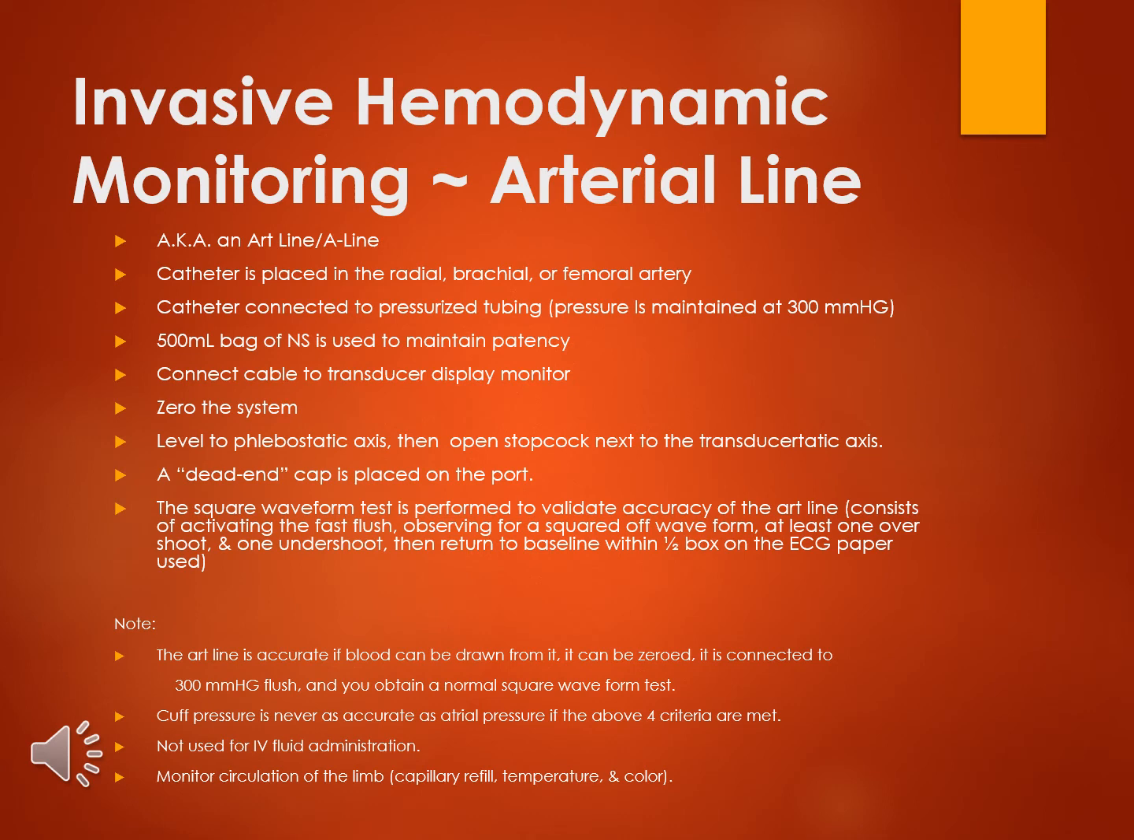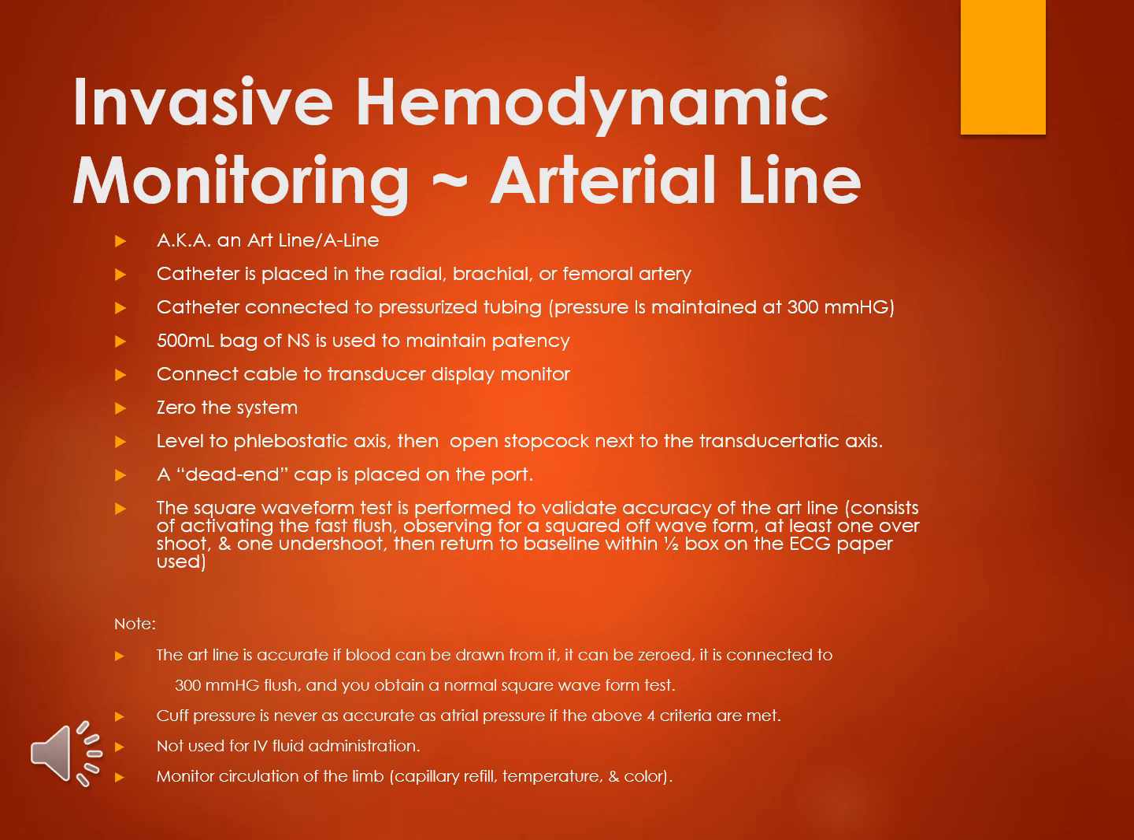In order for an ART line to be accurate, blood should be able to be drawn from it. It can be zeroed. It's connected to a 300 millimeter flush bag, and also you can obtain a normal square waveform test. Those are going to tell you that it is good to go. Cuff pressure is never as accurate as arterial pressure. So again, if we measure a patient's blood pressure in the arm, it's not going to be near as accurate as if we measure the pressures in the heart through an arterial line.